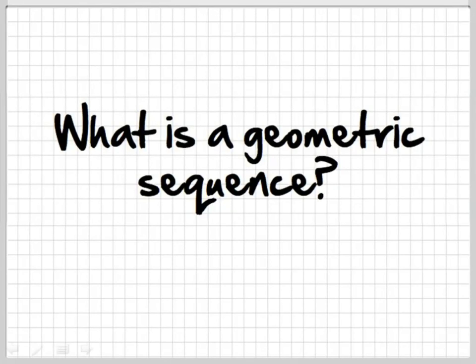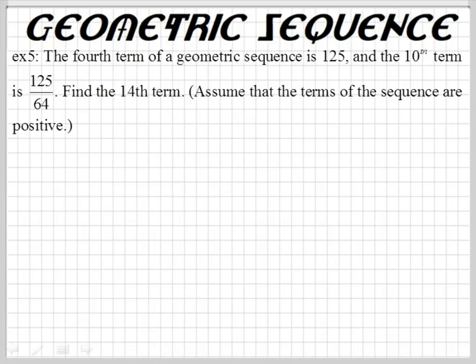Alright, what is a geometric sequence? Now here's the other problem that I want to do for you guys that I haven't done yet. Yeah, my pocket granola bar. Okay, the fourth term of a geometric sequence is 125. The 10th term is 125 over 64. Find the 14th term.